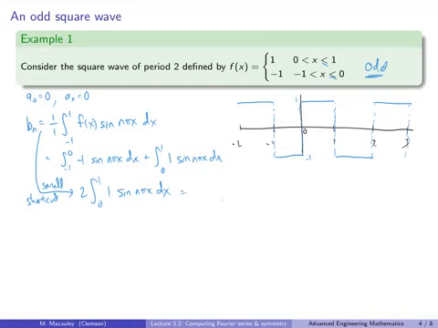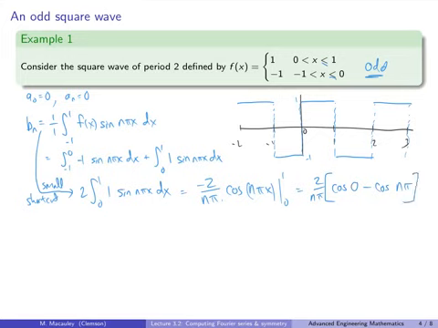Okay, so let's do this integral. This is 2 over n pi times cosine of n pi x. And then I think I need a negative sign here from 0 to 1. And so now I'm going to do two things at once. Instead of doing cosine, plugging in 1 and subtracting 0, and a negative sign here, I'm going to plug in 0 and then subtract plugging in 1. So I'm going to write this as 2 over n pi times cosine of 0 minus cosine of n pi times 1. Okay, now cosine of 0 is equal to 1, right?